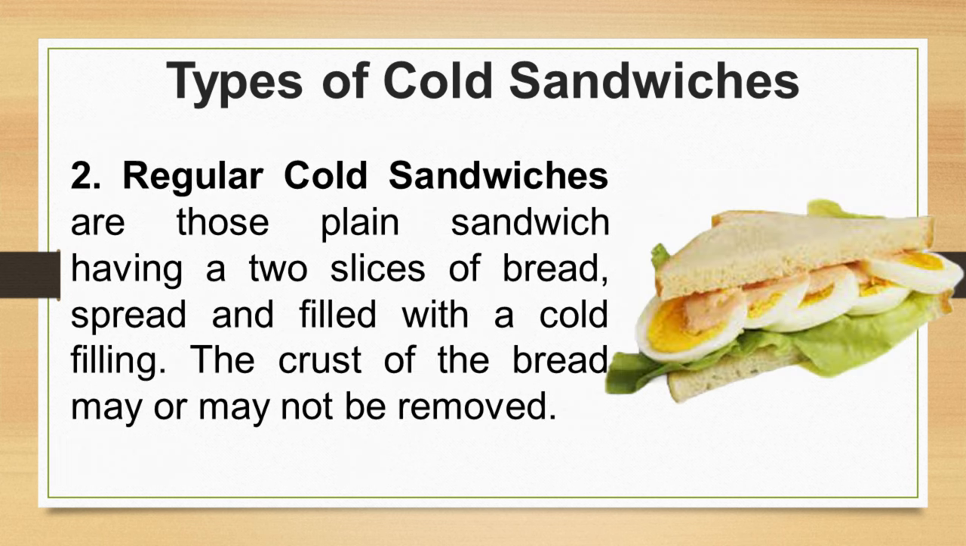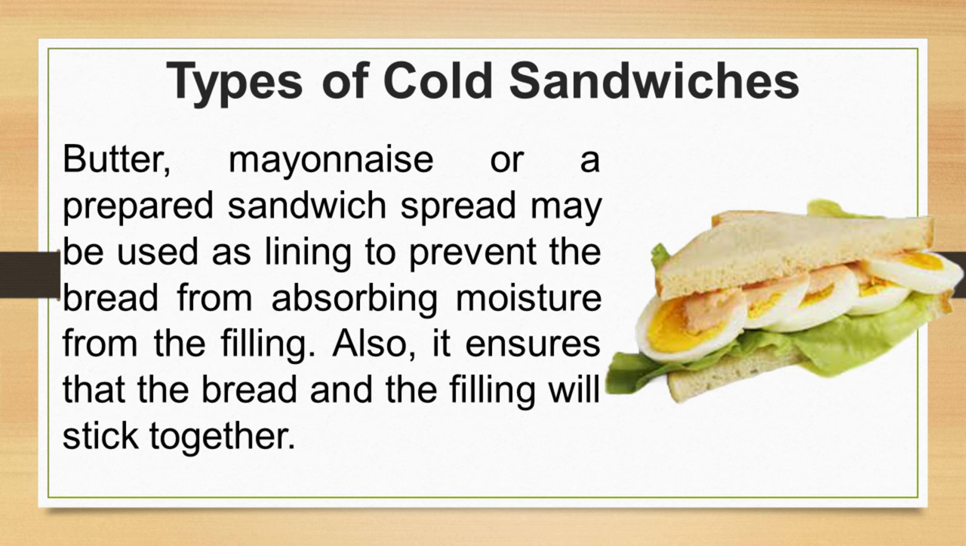Number 2, regular cold sandwiches are plain sandwiches having 2 slices of bread, spread and filled with a cold filling. The crust of the bread may or may not be removed. Butter, mayonnaise or a prepared sandwich spread may be used as lining to prevent the bread from absorbing moisture from the filling. Also, it ensures that the bread and the filling will stick together.